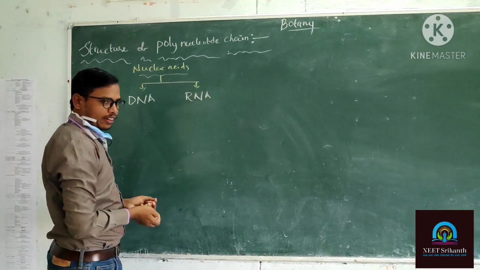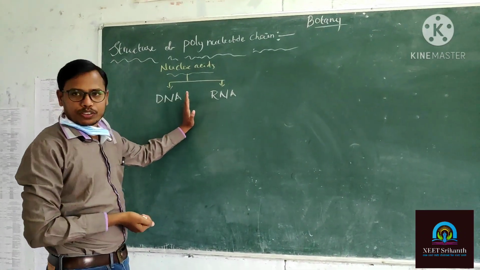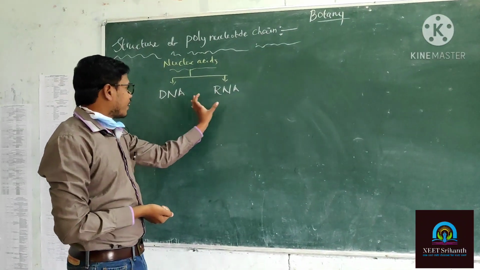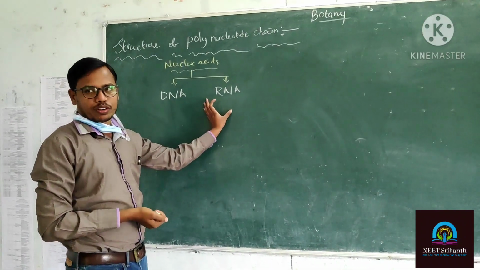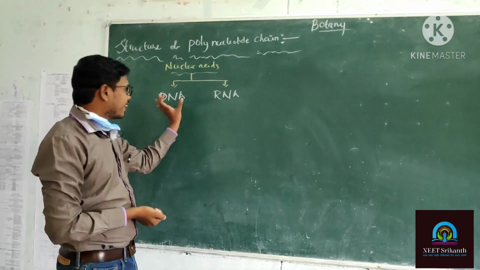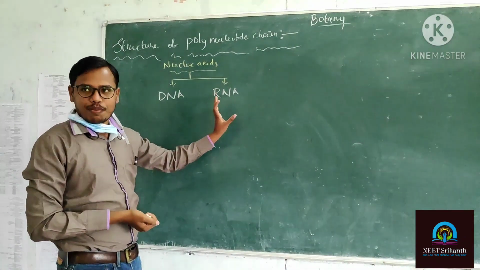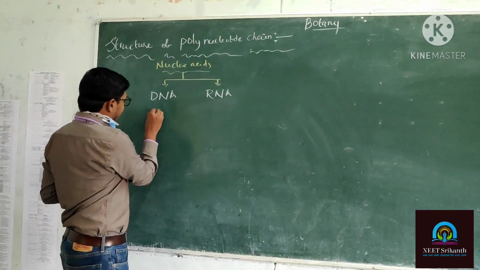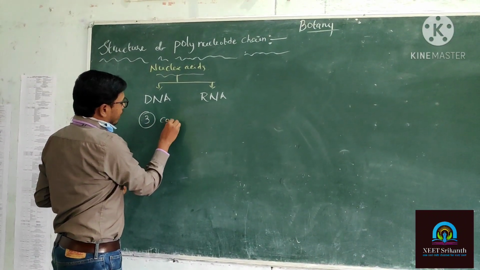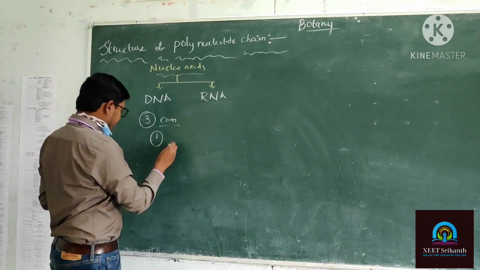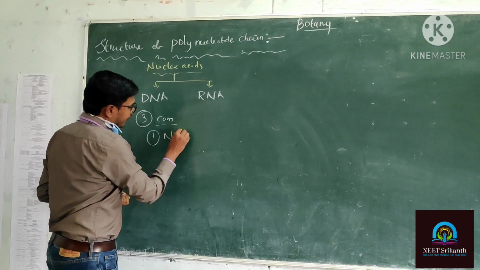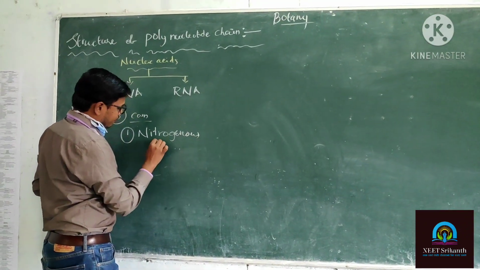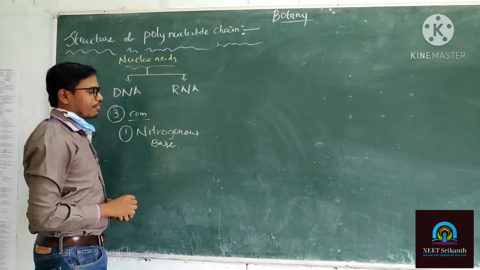We all know that. Nucleic acids are of two types, first one is DNA and second one is RNA. You can observe that both types of nucleic acids, either DNA or RNA, are built by three major chemical components. How many chemical components? Three components. First one is nitrogenous base.